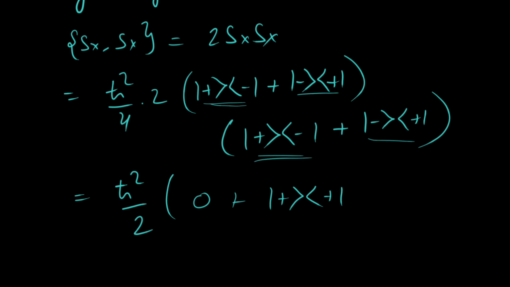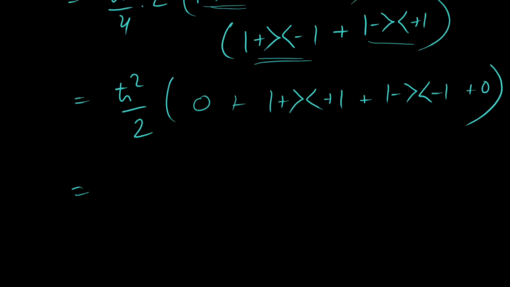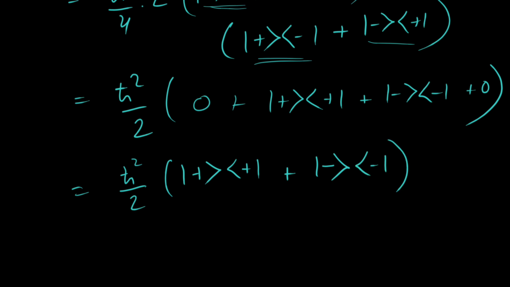this would be minus, and this would be 0. So we'll have h bar squared by 2 times ket plus bra plus, plus ket minus bra minus.